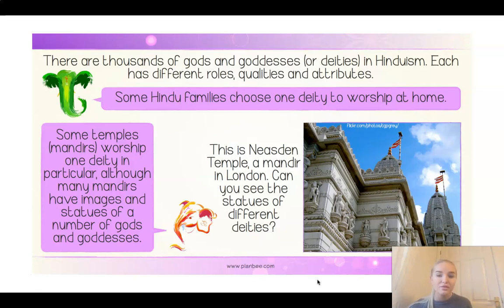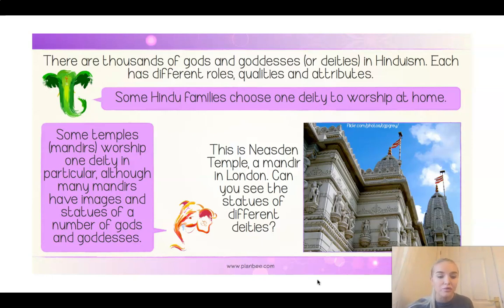There are thousands of gods and goddesses, and Hindus also call them deities in Hinduism. And each of these deities have different roles, qualities, and attributes that we were talking about, making them unique. Now, some Hindu families choose one deity to worship at home, and some temples, so mandirs, worship just one deity in particular too. Although in these mandirs they have images and statues of a number of different gods and goddesses.